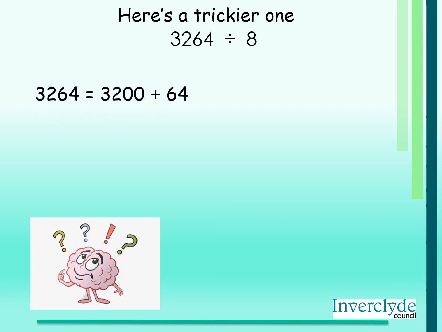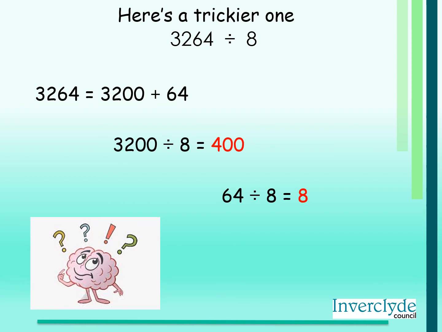Here's how I did it. 3,264 can be partitioned into 3,200 and 64. I'm doing it this way because I know that 3,200 can be divided by 8. And I know this because 32 can be divided by 8. 3,200 divided by 8 is 400, because 32 divided by 8 is 4. And I know that 64 divided by 8 is 8. I sometimes call that my chessboard sum.